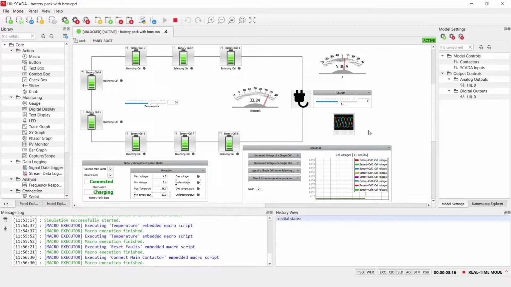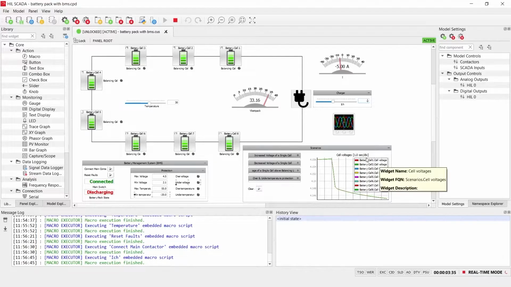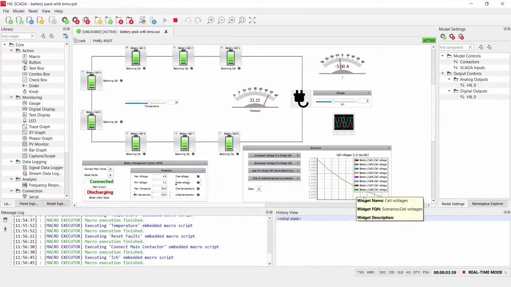So now that the over temperature is demonstrated, maybe we can start connecting the main contactor and enable some current to flow. Right now the batteries are being charged even though they are set to start at 100% state of charge. This is not what we want because we do not want to overcharge them, so let us discharge the battery cells. In here at this graph we can see that all the battery cells have the same graph and it is behaving as it is physically expected.